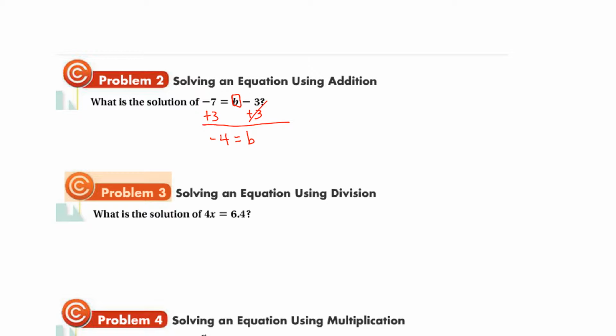Problem 3 involves solving an equation using division. I have 4x equals 6.4. 4x means 4 times x. So since the opposite of multiplying is dividing, instead of multiplying by 4, I would divide both sides by 4. So if I take 6.4 and I divide it by 4, I get 1.6. And again, you could check it. Put 1.6 in for x, multiply it, and you'll see that you do indeed get 6.4.